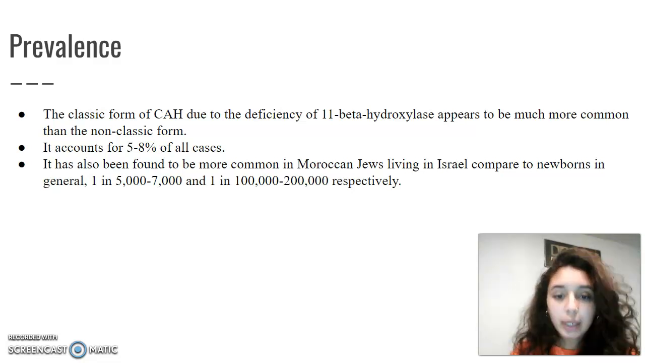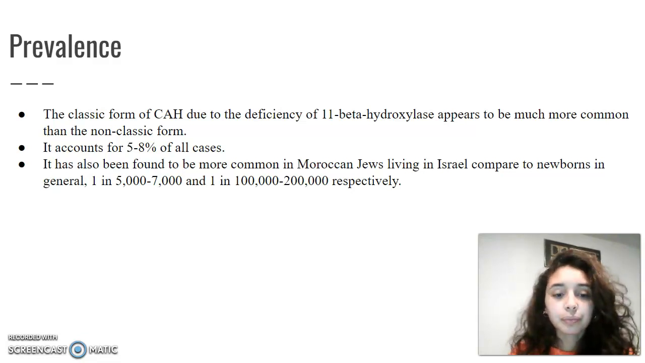I actually found quite interesting this ratio between the Moroccan Jews living in Israel and newborns in the U.S. in general. You have this ratio of 1 in 5,000 to 7,000, compared to the newborns in the U.S., which is 1 in 100,000 and 200,000 respectively. So it's a big difference, and I'm quite interested in knowing why exactly that is. I'm sure there are so many factors to it.